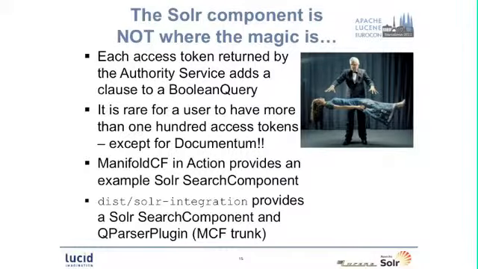But once you're all done figuring that part out, the next thing to do is add a search component or query parser plugin to restrict the incoming query. And it's important to realize that the Solr component is not what does all the hard work. Basically, all it does is add clauses to a Boolean query for each token that comes in. It's usually not even a problem that there are a lot of clauses to add, in the sense that it's unusual to see a user that has more than a couple of hundred tokens.